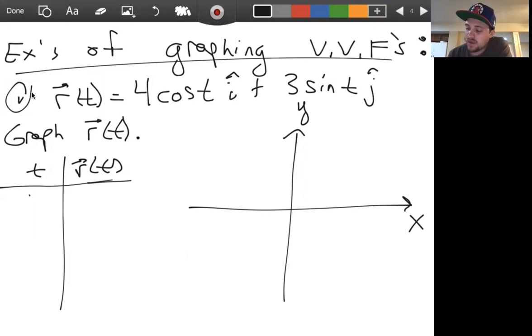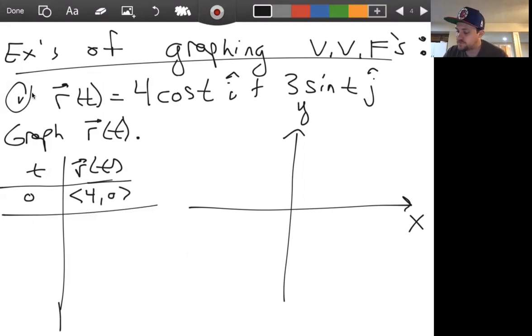So if we plug in t equals 0, we saw in the last example that that's the vector 4, 0. And so when t equals 0, we go to the vector 4, 0, which is 1, 2, 3, 4 units in the x direction, 0 units in the y direction. So here's our first point over here. And this is the vector 4, 0.